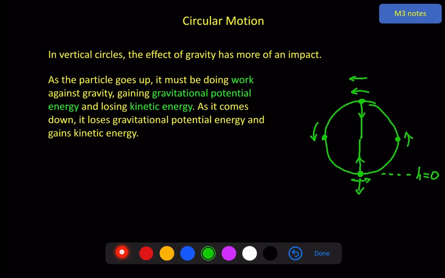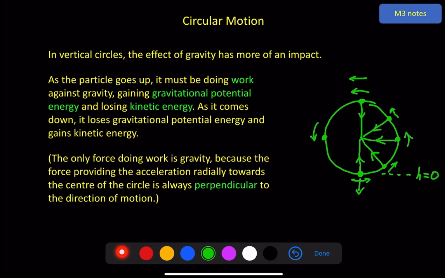If that hasn't been obvious, in vertical circles, what we tend to do is switch to an energy point of view. Gravity is the only force doing work though, although we've got the tension here. At every point, the tension is acting radially inward, and at every point, the direction of motion is perpendicular to that. And you know that a force perpendicular to the direction of motion does no work. So the only thing doing work here is gravity, assuming of course no air resistance.